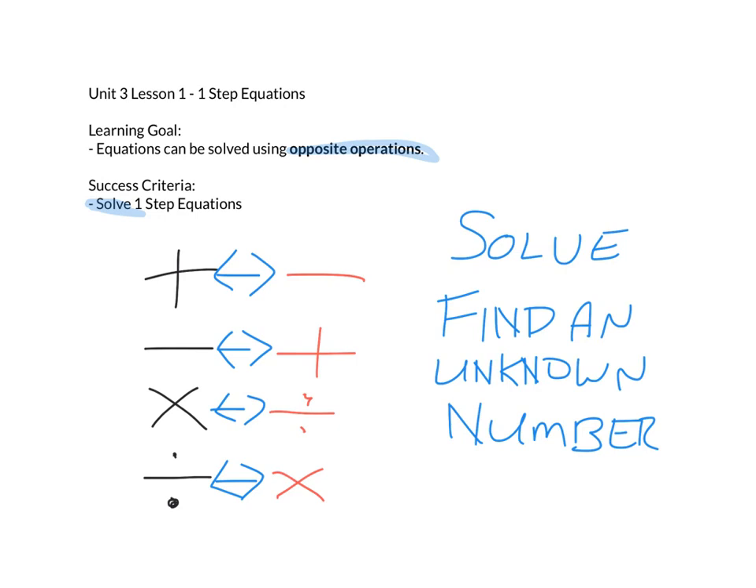Alright, so that's the introduction to these ideas. We're going to go through 4 examples of how we solve equations using opposite operations. So I'm going to suggest that at this time you pause the video and record this information before we move on.